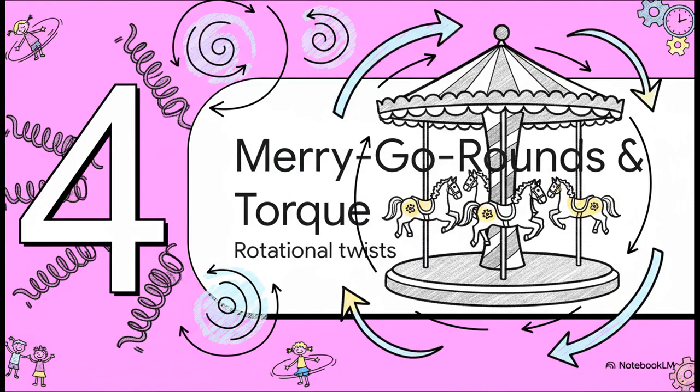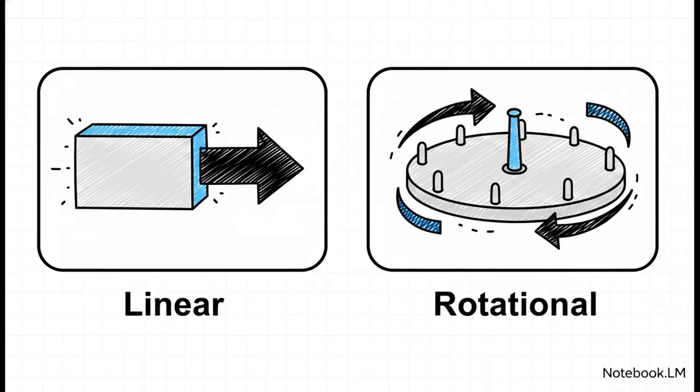Section 4, merry-go-rounds and torque, upgrading from linear pushes to rotational twists. To make this jump, we just need to translate physics speak into kids speak. In standard linear motion, we have Newton's famous law, right? Force equals mass times acceleration, F equals ma.